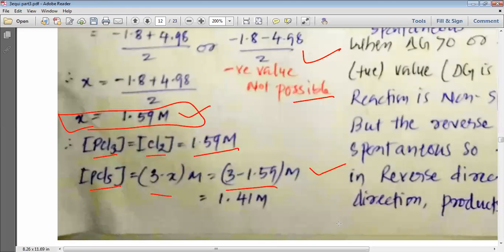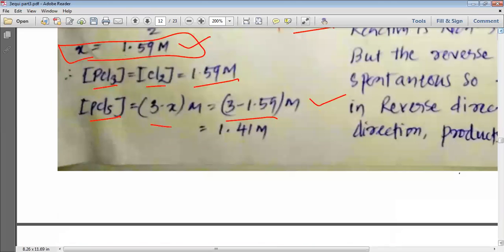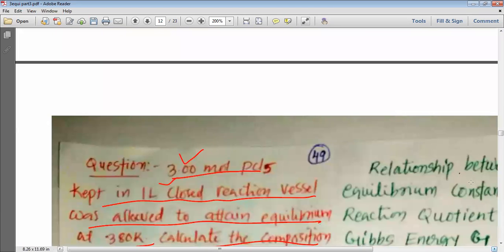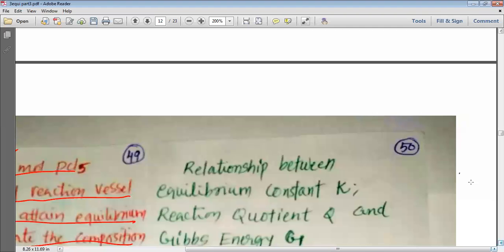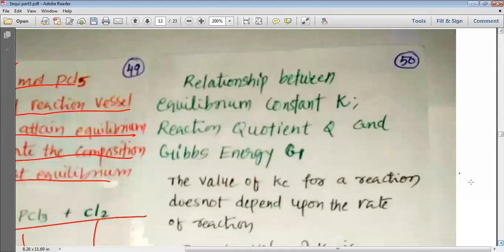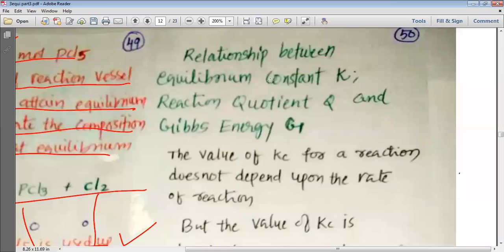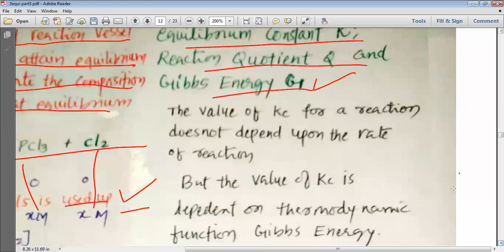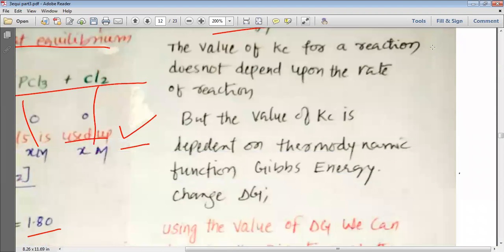So my dear students, here we have discussed enough problems regarding Kp, Kc and finding out the equilibrium concentration. Please learn this. And in the next period, we will study the relationship between the equilibrium constant K, reaction quotient Q, and the Gibbs free energy G. So you can revise these topics from your textbook or from the notes which I have given. Please be prepared in advance for the class.